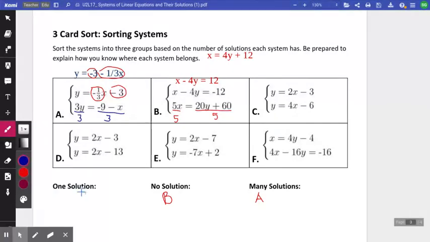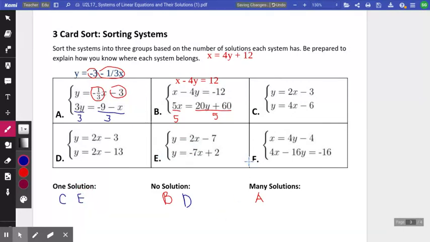All right, real quickly, as you are sorting them, system C here, those equations are not equivalent. They have different slopes, which means they would intersect and have one solution. System D here, I see that those slopes are the same. That means they're going to be parallel lines. They have different y-intercepts and the same slope. Parallel lines never intersect, which means they have no solution. These two equations here are already in slope-intercept form, which makes it easy for me to see that they have different slopes. That tells me that they are going to be intersecting and have one solution.